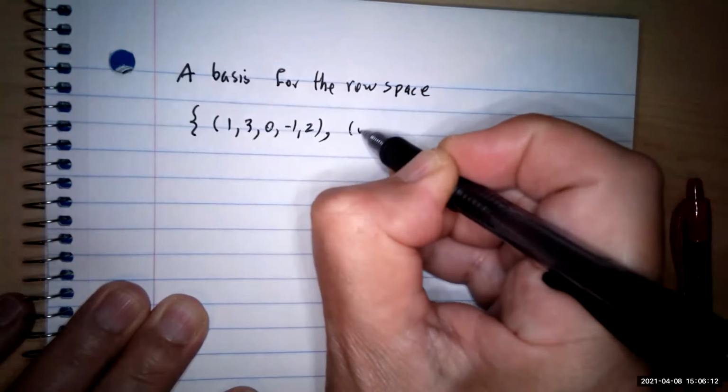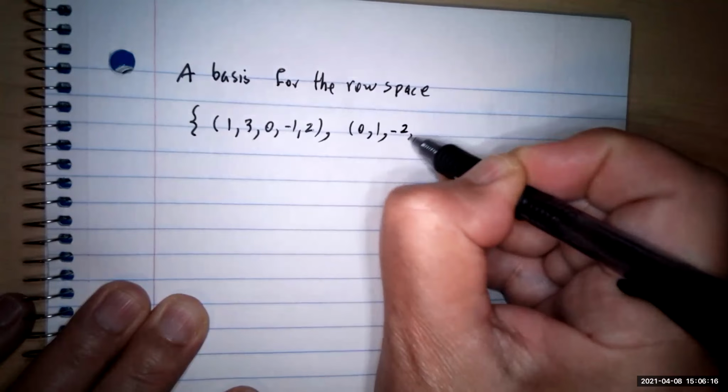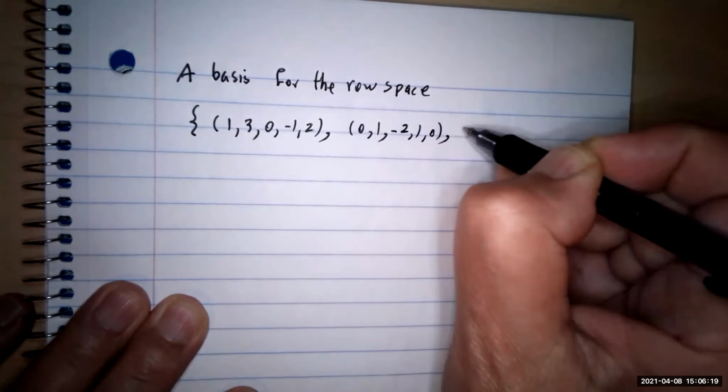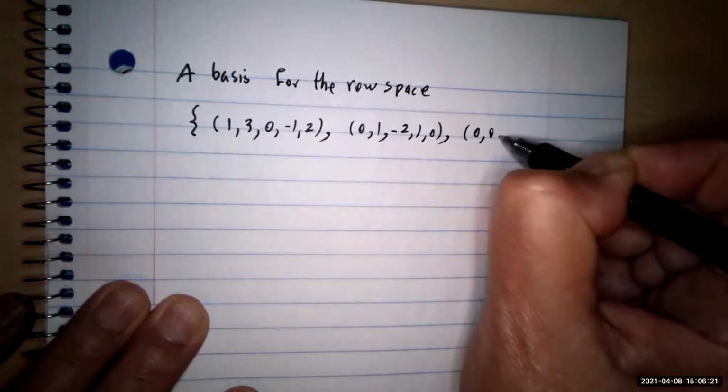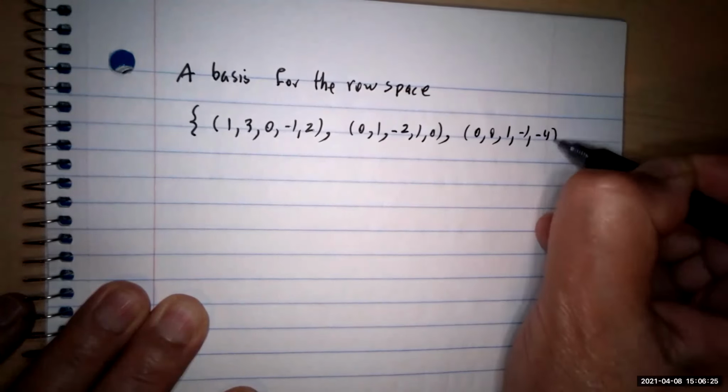The other one is 0, 1, -2, 1, 0. And the last one is 0, 0, 1, -1, and -4.